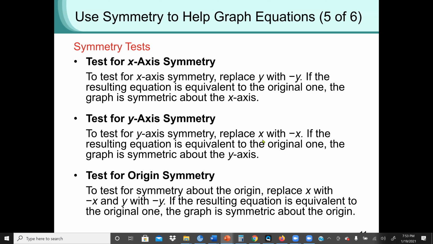But if we replace x with negative x, and the result is the same as the original one, then we say the graph is symmetric about the y-axis. Now, to test for the origin symmetry, we replace x with negative x, and we replace y with negative y. If the resulting equation is equivalent to the original one, then the graph is symmetric about the origin.